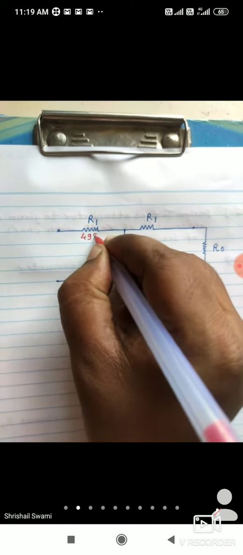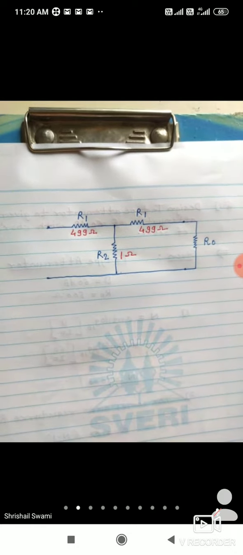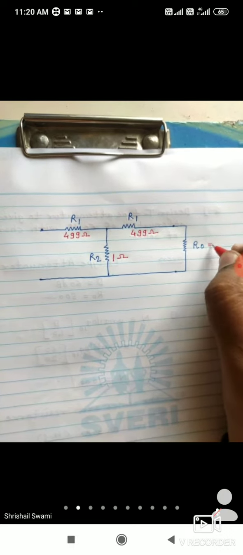So many students are writing and drawing just like this, but you have to add the terminated load also. So this is R1, this is R1, and this is R2, and the terminated load is R0. Okay, so you have to put the values now. R1 we got 499 ohm, you have to mention it. R2 you got 1 ohm, and R0 as it is they have given, that is 500 ohm.